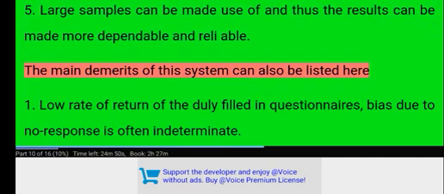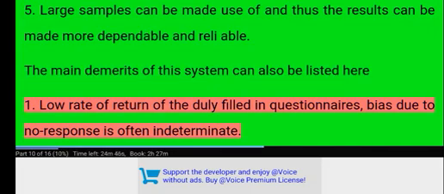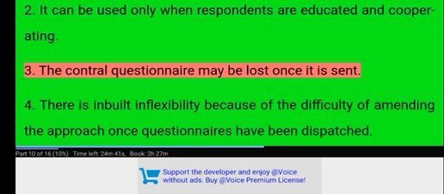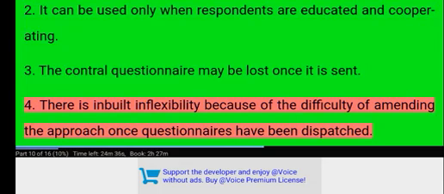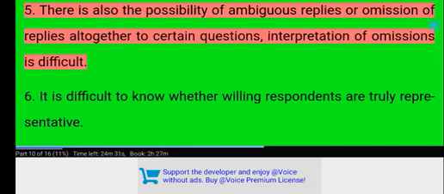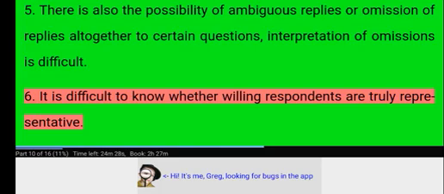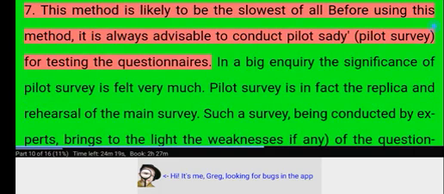The main demerits of this system can also be listed here. 1. Low rate of return of the duly filled in questionnaires. Bias due to no response is often indeterminate. 2. It can be used only when respondents are educated and cooperating. 3. The control over questionnaire may be lost once it is sent. 4. There is inbuilt inflexibility because of the difficulty of amending the approach once questionnaires have been dispatched. 5. There is also the possibility of ambiguous replies or omission of replies altogether to certain questions. Interpretation of omissions is difficult. 6. It is difficult to know whether willing respondents are truly representative. 7. This method is likely to be the slowest of all.